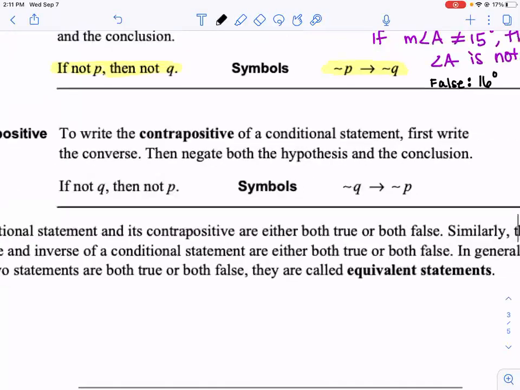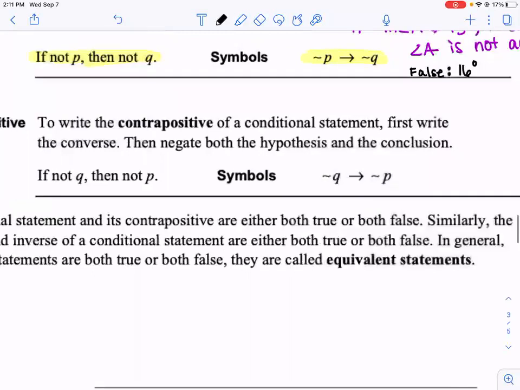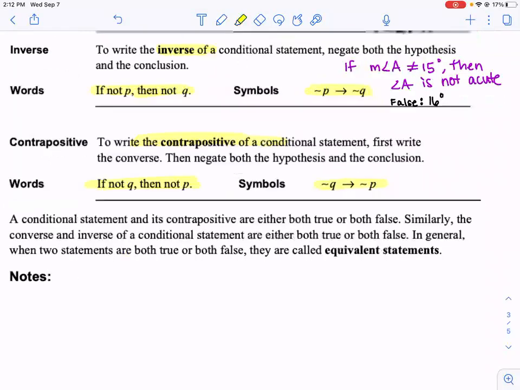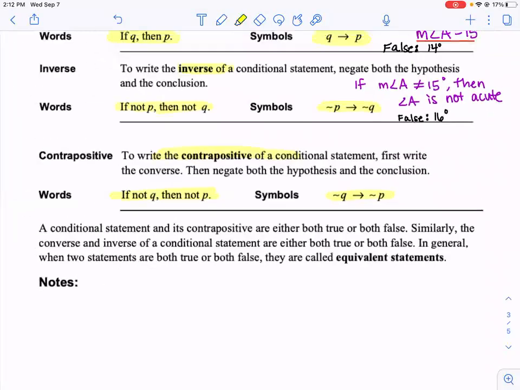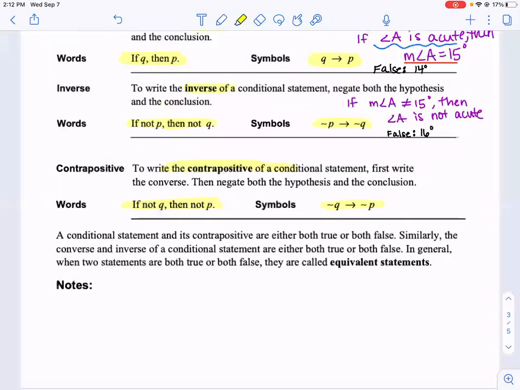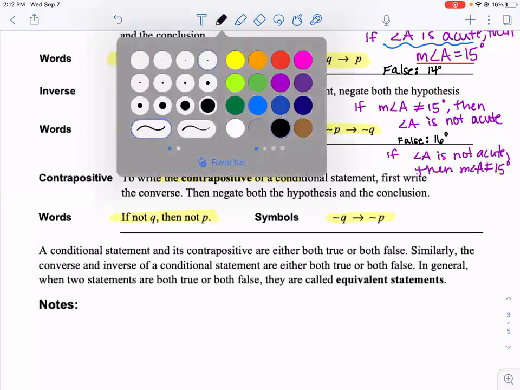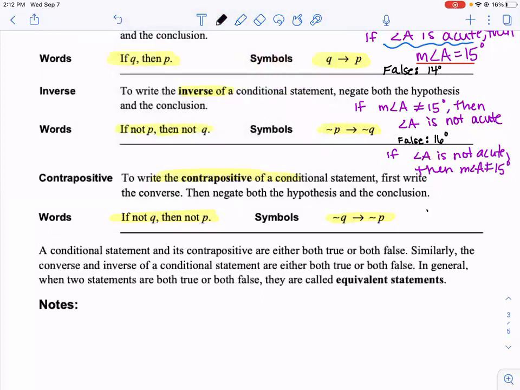Contrapositive. We're going to come back to the inverse when people can handle it. If not Q, then not P. That is our contrapositive. So basically, we're taking the inverse and flipping it around. If angle A is not acute, then the measure of angle A is not 15. True or false? True. Yeah, that's true.